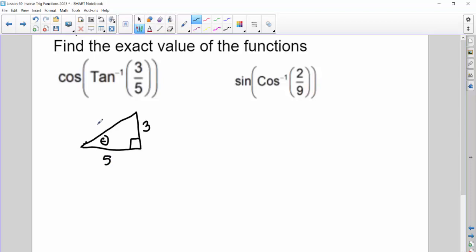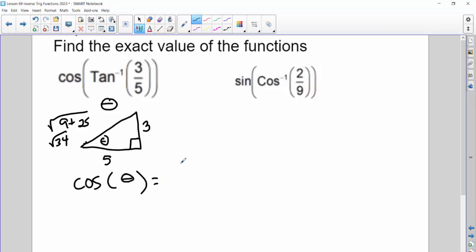If I had the hypotenuse, I could get this problem done. So watch what I do here. I will say this is going to be some theta, and this is the triangle that would have that theta in it. A Pythagorean calculation gets me 9 plus 25 square rooted, or the square root of 34. So now notice I'm asked to find the cosine of that angle. Cosine of that angle is equal to the adjacent, which is 5, over the hypotenuse, which is root 34.